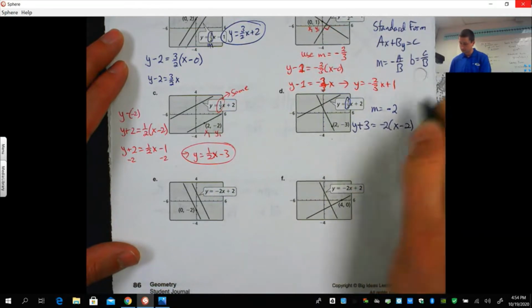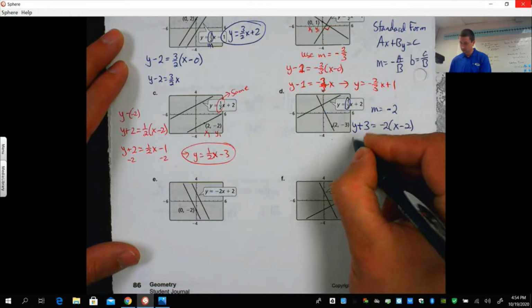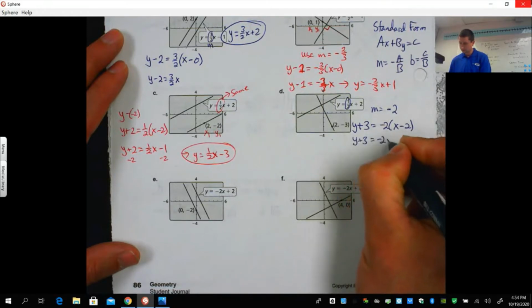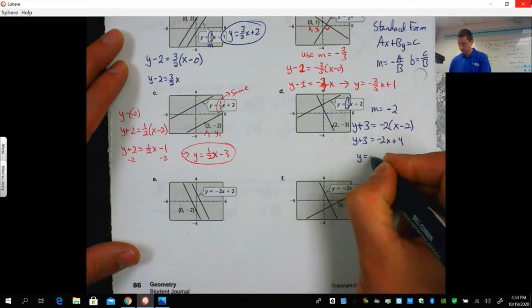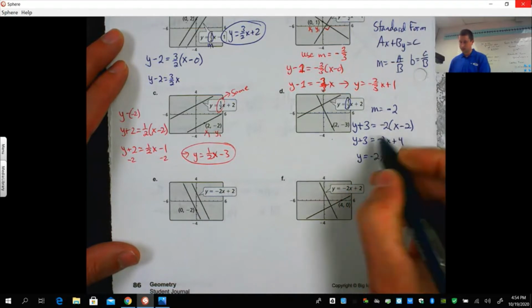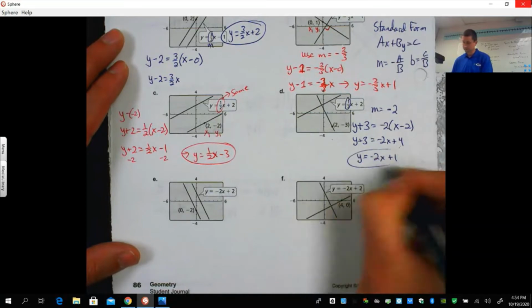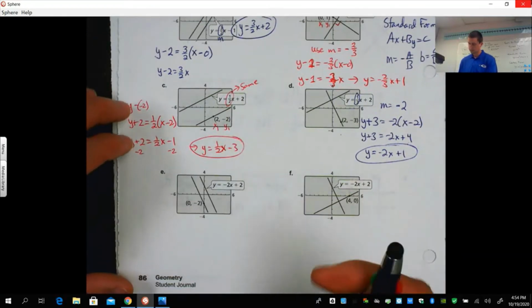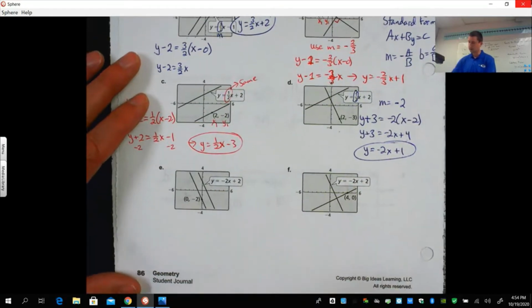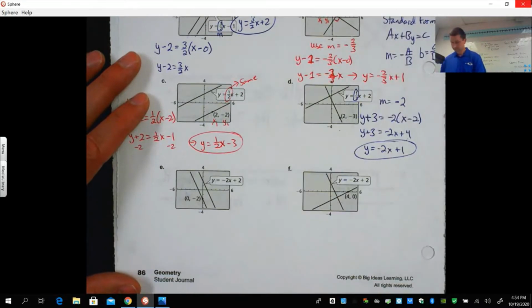Distribute the negative 2. y plus 3 equals negative 2x plus 4. Then subtract the 3 over. So y equals negative 2x plus 1. I subtract the 3 from the 4. Okay, try E and F on your own. Come back, I'll give you the answers.